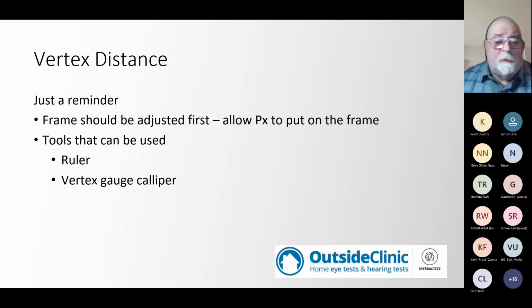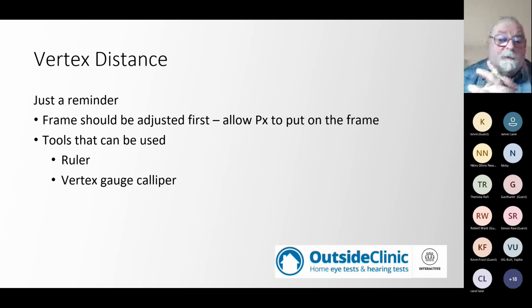Now, for the ruler, all I do is get to the side of the patient and get the patient to blink a couple of times, and that is going to give me an idea of where the corneal apex is. I measure from the back plane of the frame to the corneal apex and rest the ruler on the side.